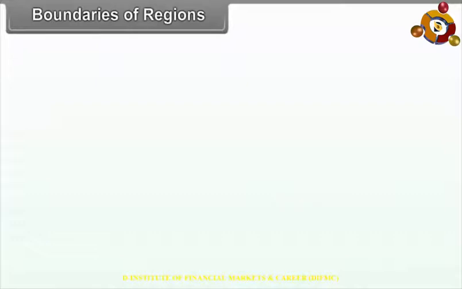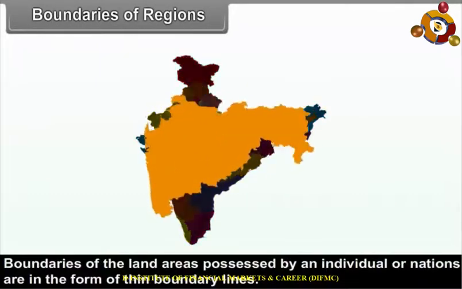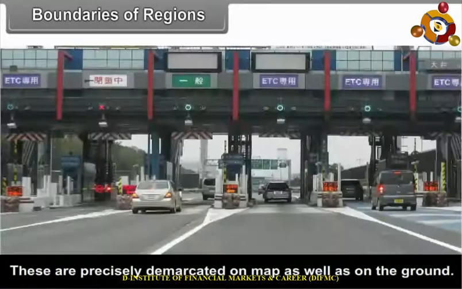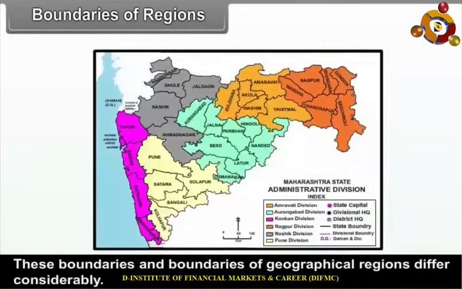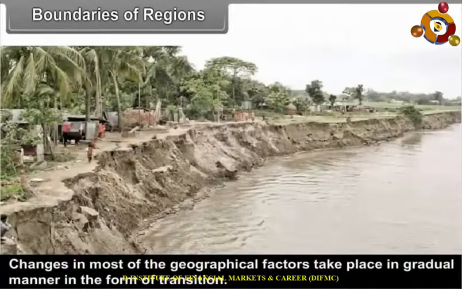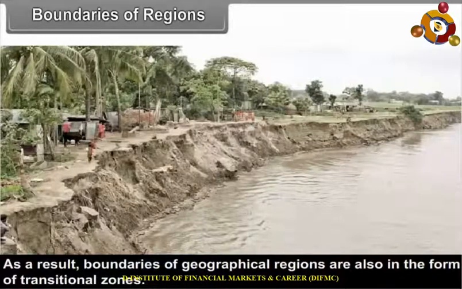Boundaries of regions. Boundaries of the land areas possessed by an individual or nations are in the form of thin boundary lines. These are precisely demarcated on map as well as on the ground. These boundaries and boundaries of geographical regions differ considerably. Changes in most of the geographical factors take place in gradual manner in the form of transition. As a result, boundaries of geographical regions are also in the form of transitional zones.